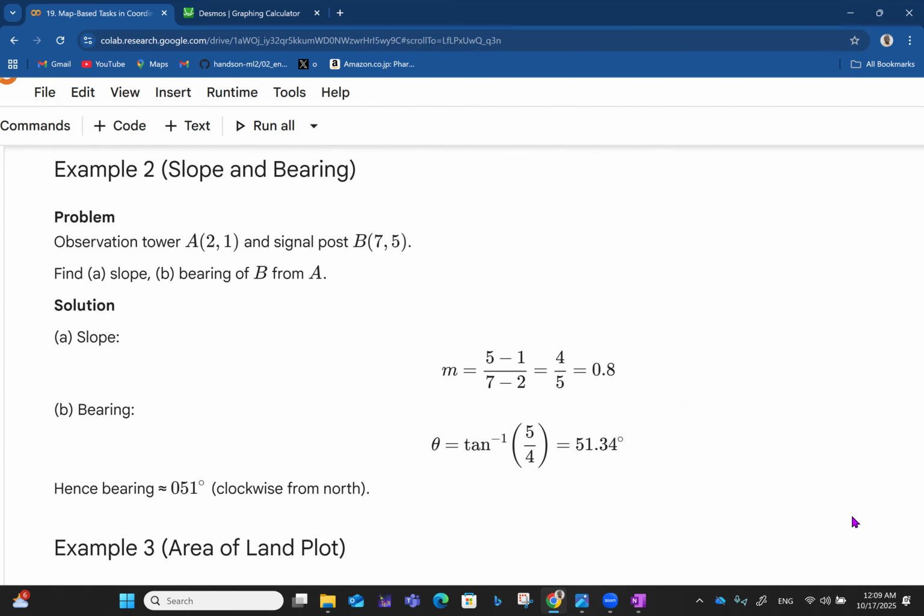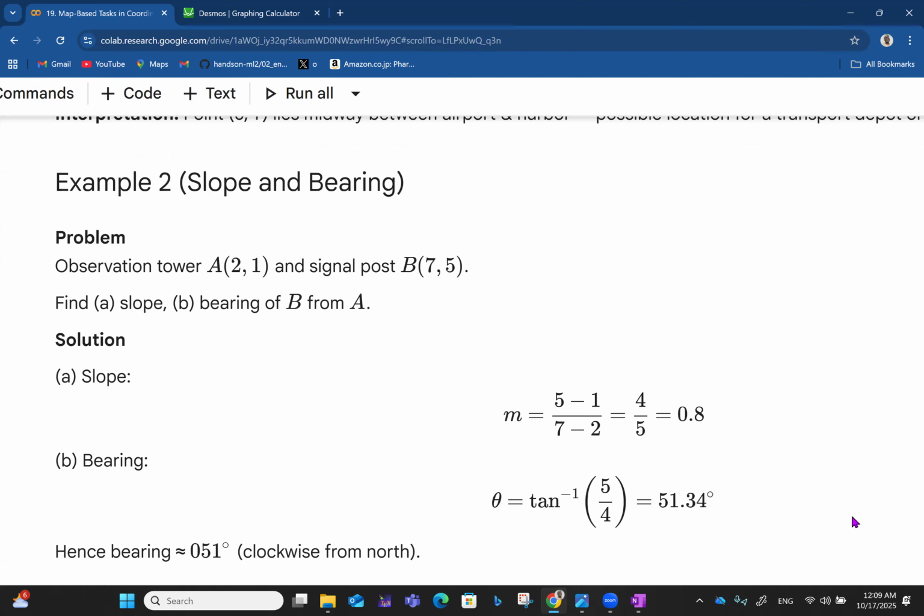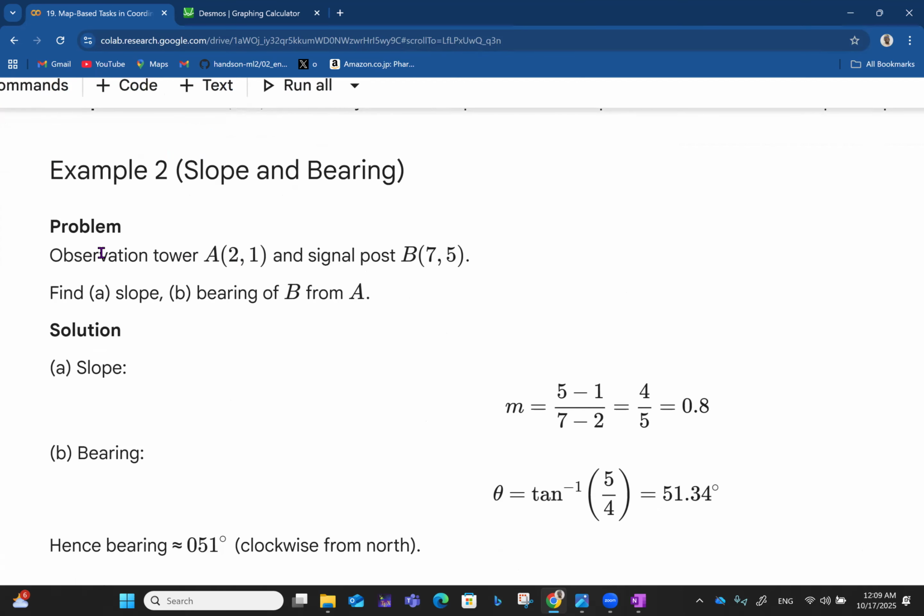Okay, we'll look at example 2, where we talk about slope and bearing. So we have an observation tower at A with coordinate (2, 1) and a signal post at B (7, 5). You want to find the slope, then the bearing of B from A. The slope is simply (y2 minus y1) over (x2 minus x1). That's (5 minus 1) over (7 minus 2), that's 4 over 5, which is 0.8.